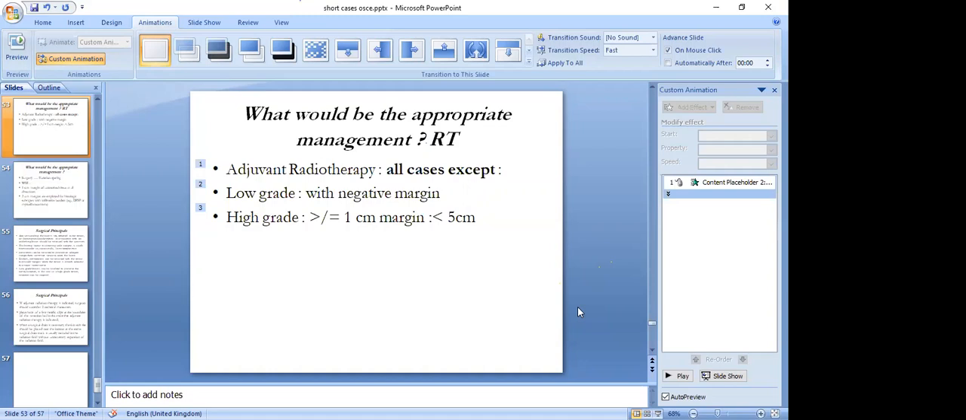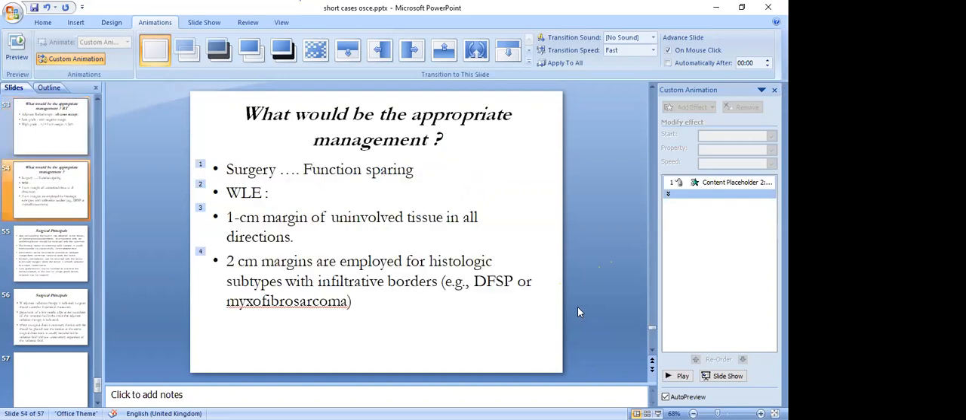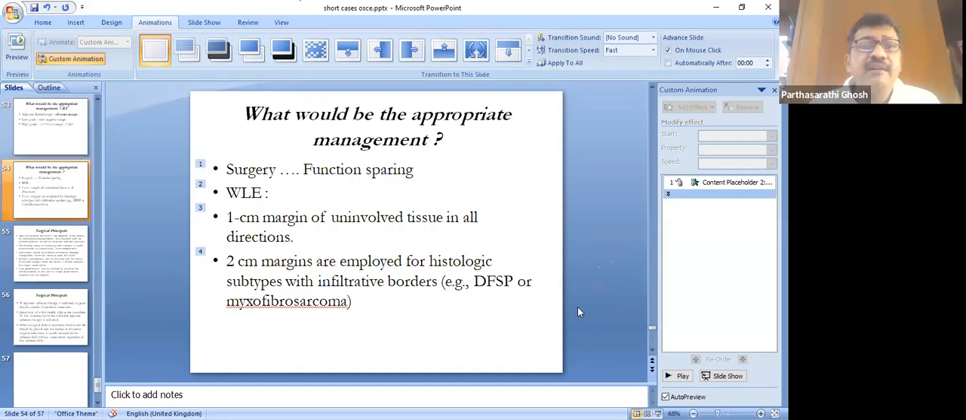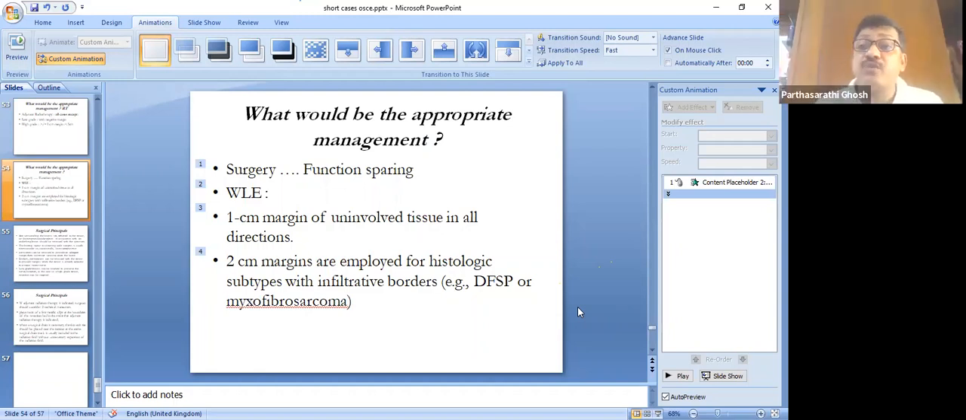So it has to be wide local excision, preserving the limb function. So the idea is to spare the function. Function sparing surgery, and most commonly the wide local excision, right? One centimeter margin of uninvolved tissue in all directions. Two centimeter margins are employed only in few cases where you are suspecting a DFSP, a dermatofibrosarcoma, or myxofibrosarcoma, where the margin is diffuse, you have to go for a 2 centimeter margin, right?